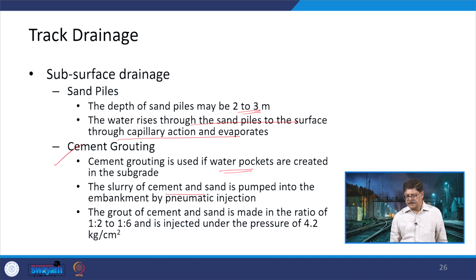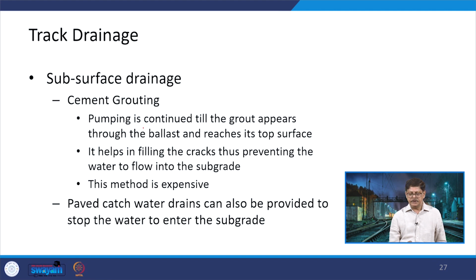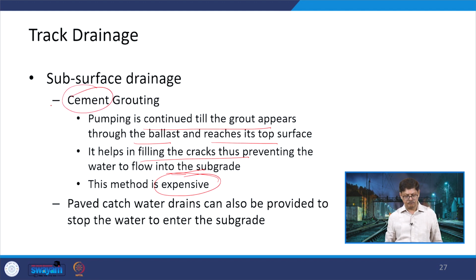The slurry of the cement and sand is pumped into the embankment by using the pneumatic injection. The ratio of cement and sand is 1:2 to 1:6, and the pressure at which it is injected is 4.2 kg per centimeter square. Then pumping is continued till the grout appears through the ballast and reaches its top surface. It helps in filling the cracks, thus preventing the water from flowing into the subgrade. And as I said, this is a costly affair because of the material being used.